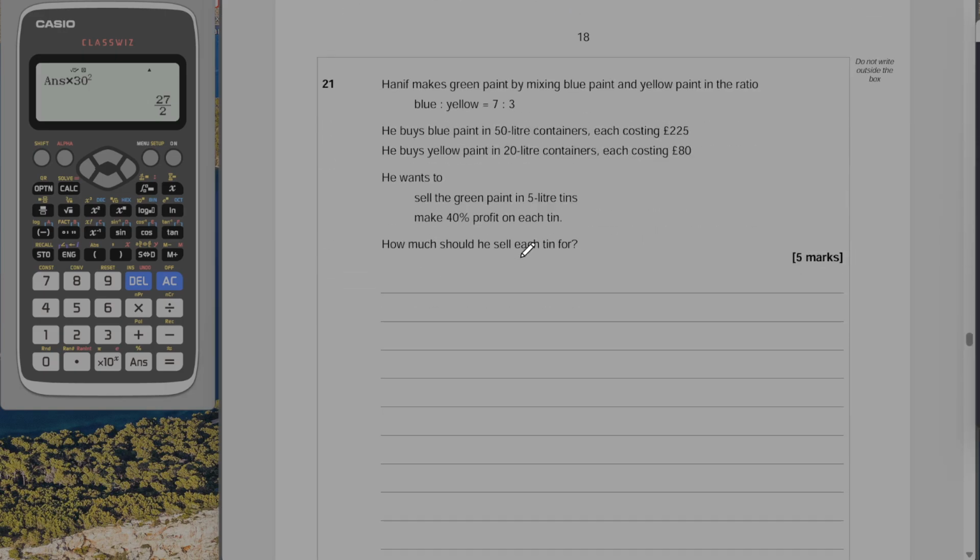Okay, question 21. Hanif makes green paint by mixing blue paint and yellow paint in the ratio of blue to yellow 7:3. He buys paint in 50-litre containers, each costing, he buys blue paint, he buys yellow paint in blah, blah, blah. He wants to sell the green paint in 5-litre tins and make a 40% profit on each tin. How much should he sell each tin for?